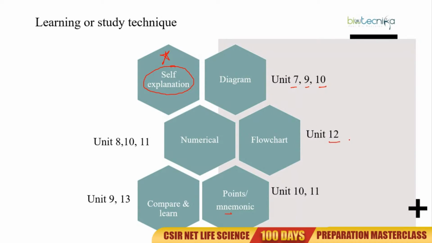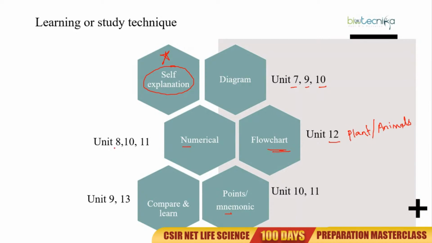Like for example, you have plant tissue culture or animal tissue culture. There are a lot of techniques which are discussed. So when you're studying the techniques, whether it is callus culture, cell culture, or protoplast culture, just use a flowchart to memorize the technique. It's as simple as that. It's very simple.